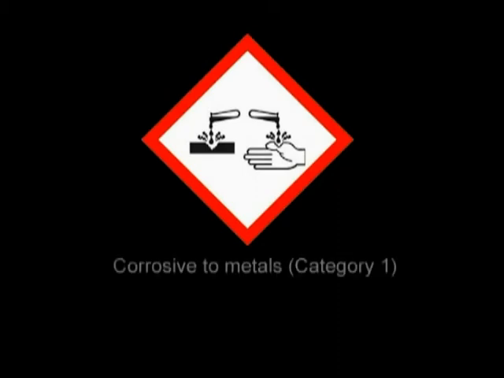The corrosion pictogram is used to signify the corrosive class. Corrosive to metals, Category 1. These products may be corrosive, chemically damage, or destroy metals.